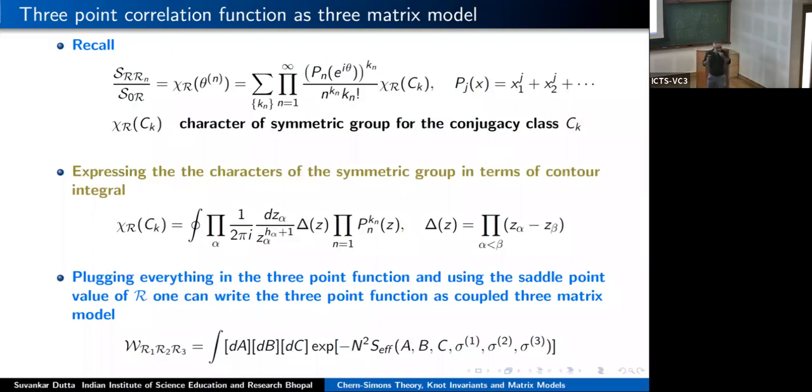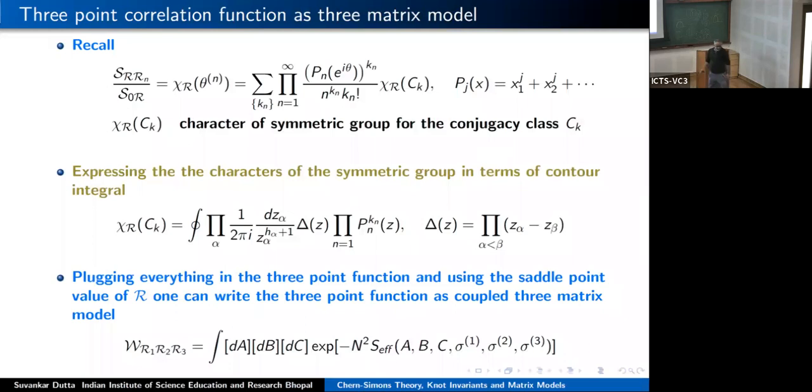Have we done anything great? Actually, not, because forget about a three-matrix model, even a two-matrix model is equally difficult to solve. Unlike the one-matrix model, where exact solutions may exist, two-matrix models are equally difficult to solve. So what can we do?